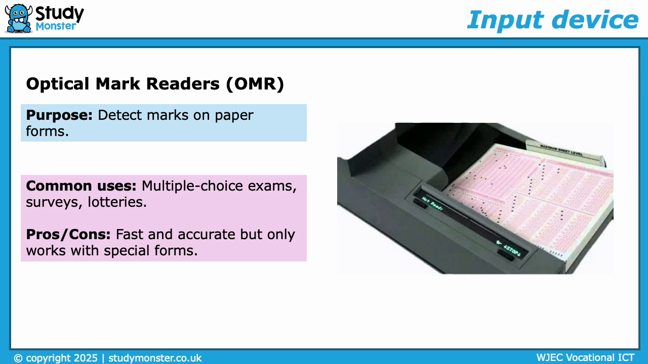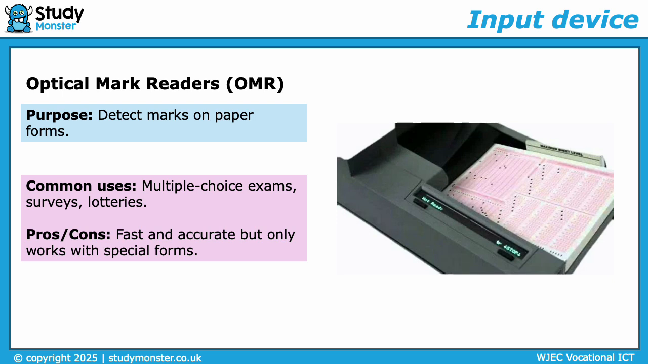Next one is optical mark reader, OMR. You'll have seen this in the shops. Every shop just about has one. If you've seen the lottery stands, you might have seen your parents put the lottery on. It detects marks on special forms that have been created. They're also used in exams.